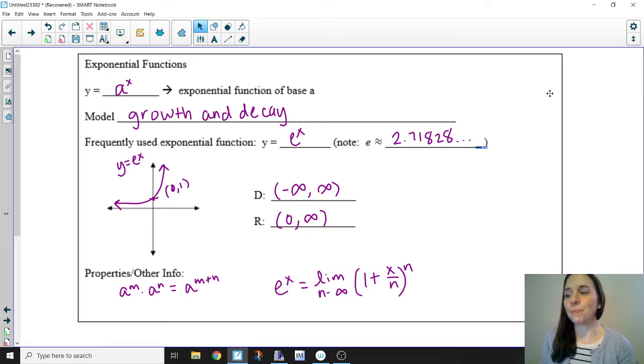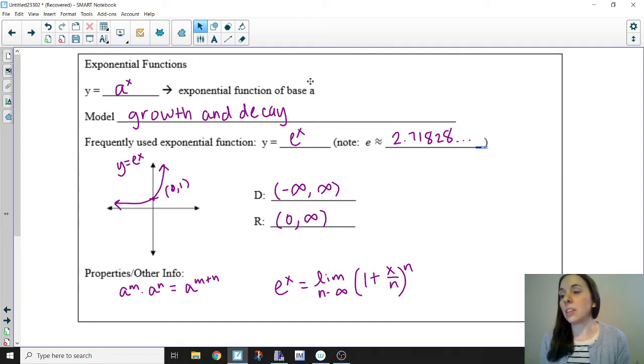Okay, the first part of this video lesson is just a little review of exponentials and logs. So let's talk about exponential functions. You see here just a standard form of an exponential function, y equals a to the x. We would say that that is an exponential function of base a.